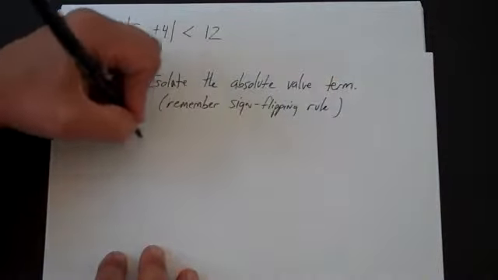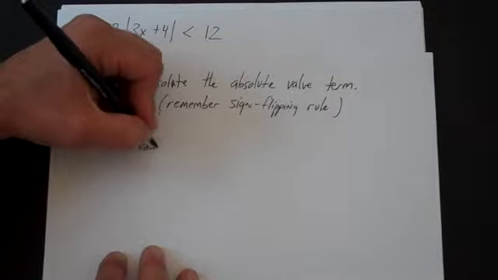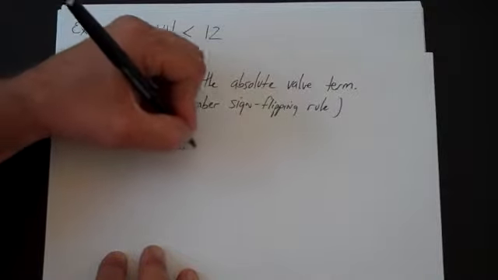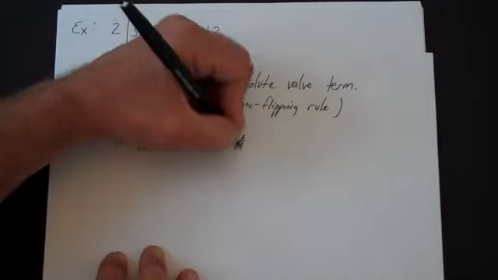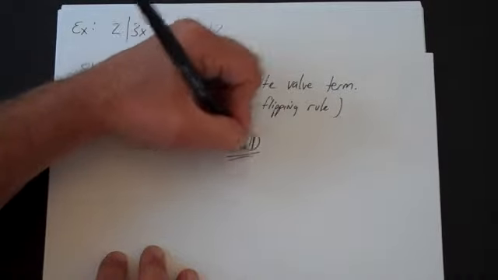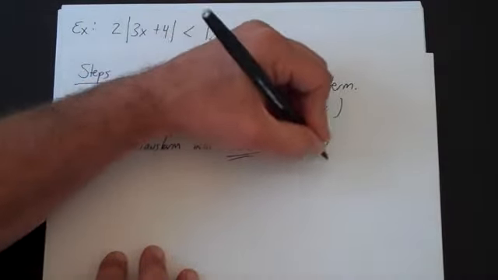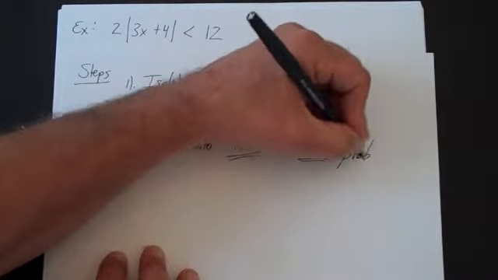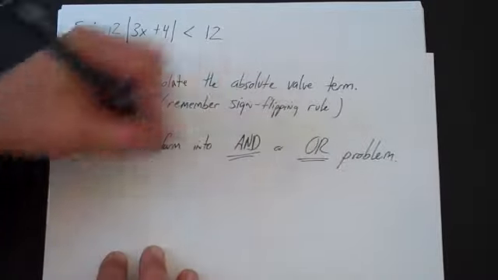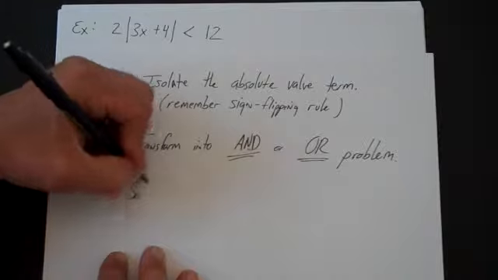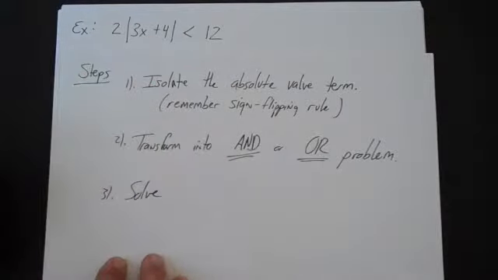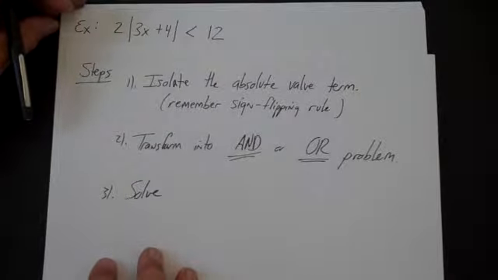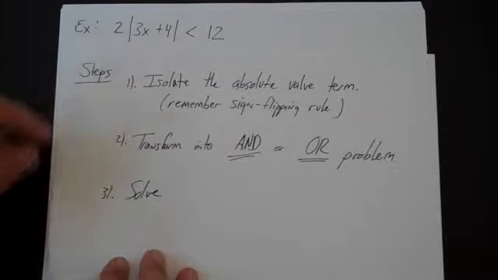The second thing is you're going to transform this into either an AND problem or an OR problem. And then the third step is you're simply going to solve. And we're going to talk about the rules about AND and OR problems in just a second. So let's look at this example.